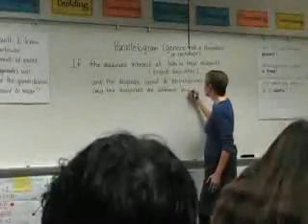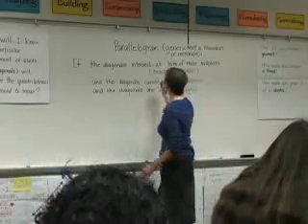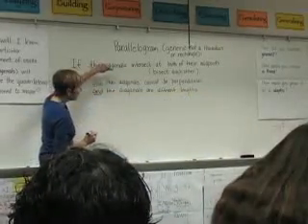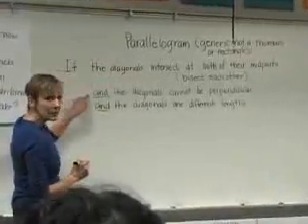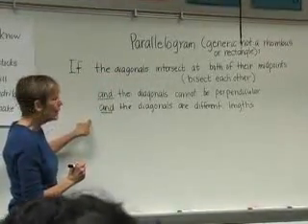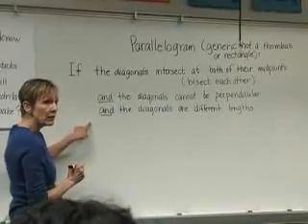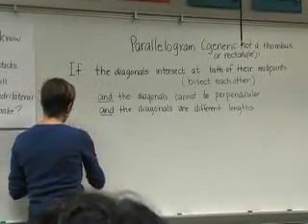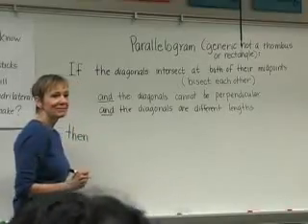When it says "and," that means we've got 3 things, 3 criteria that we have to meet in order for our statement to be true. Not one of them, but all 3 of them. Now we have our then statement. Then what?